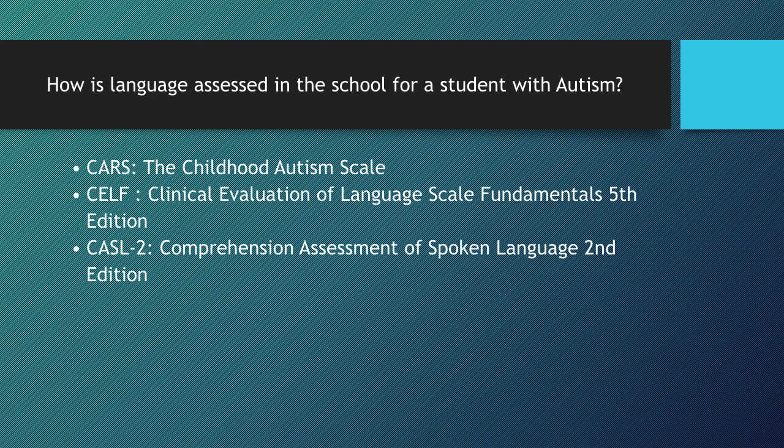A third assessment that can be used in a school setting is the CASL 2, the Comprehension Assessment of Spoken Language, Second Edition. And this measures social and pragmatic language that is appropriate across different situational contexts and the ability to modify language according to social situations.